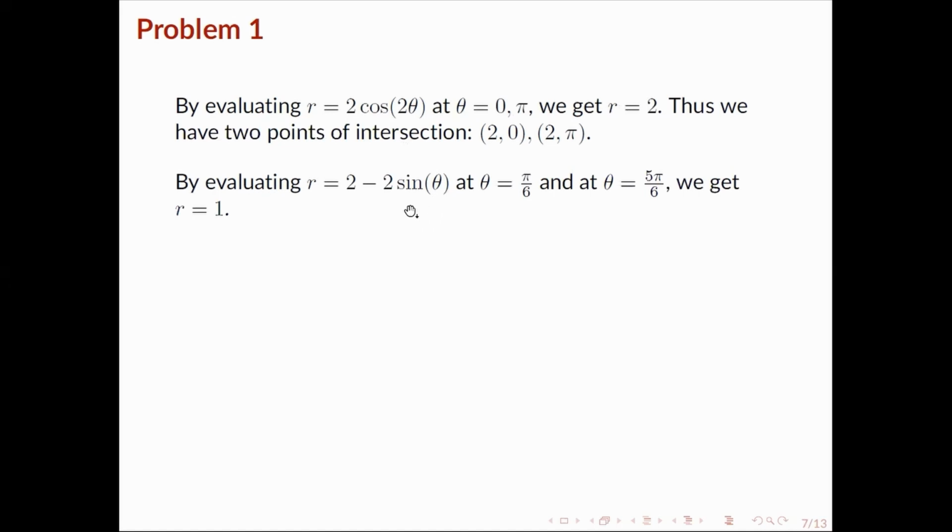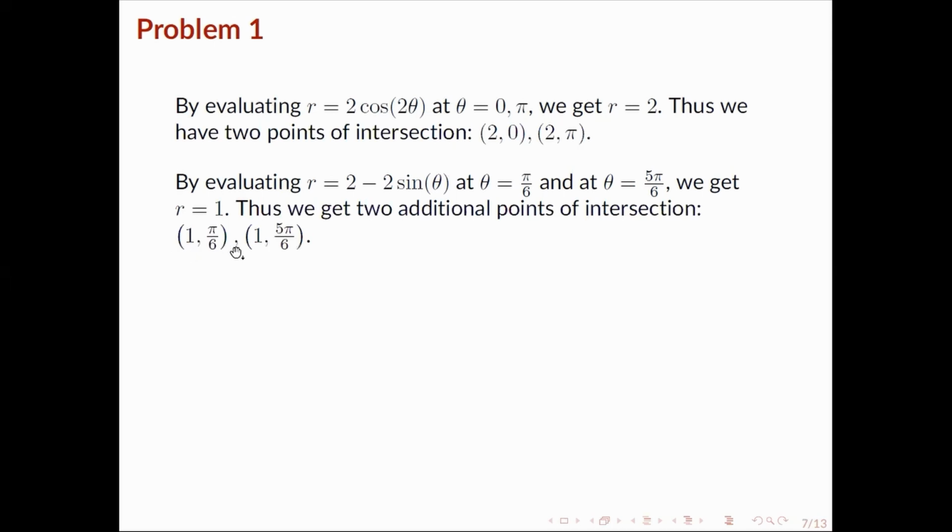Then on the other hand, by evaluating r equals 2 minus 2 sine theta at theta equals pi over 6, we get the value r equals 1. Then the points of intersection are (1, pi over 6) and (1, pi over 6). So for these values of theta, you can also substitute into the curve r equals 2 cosine 2 theta, and you also get the same value, r equals 1.